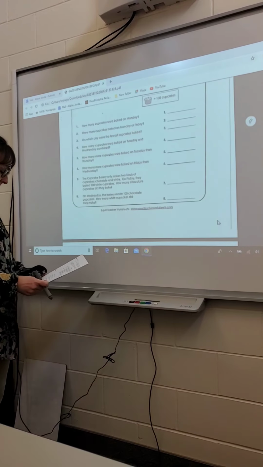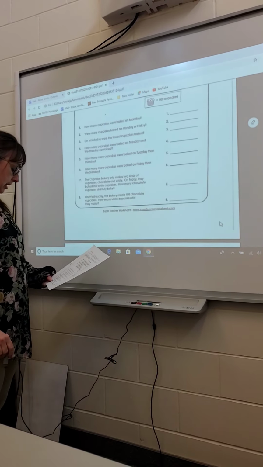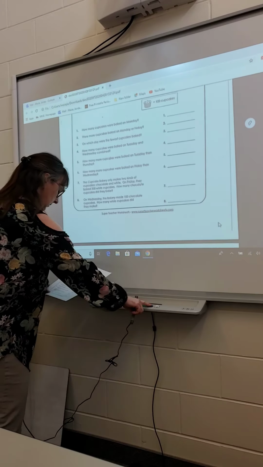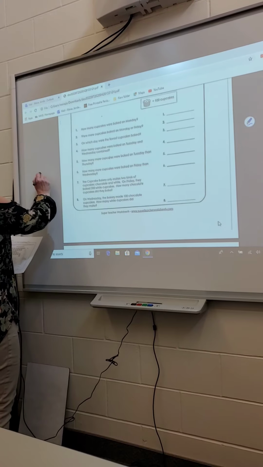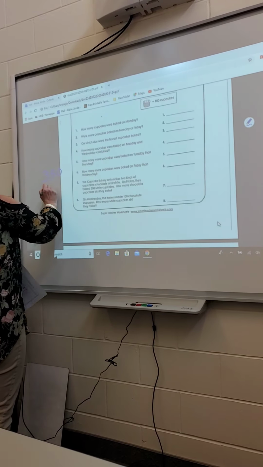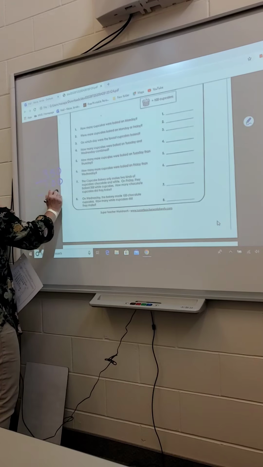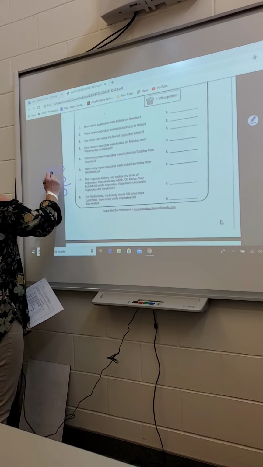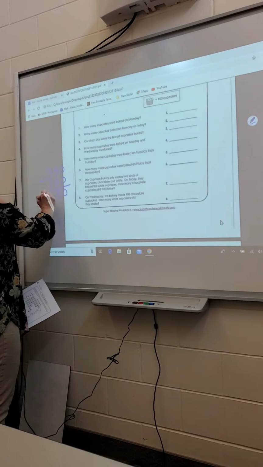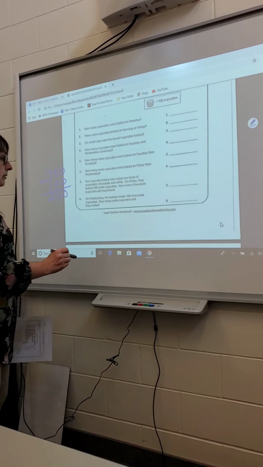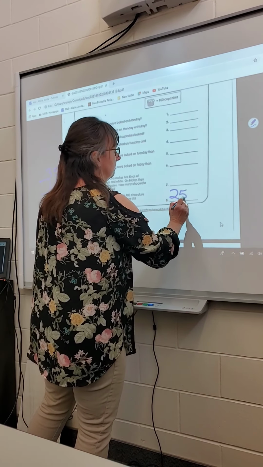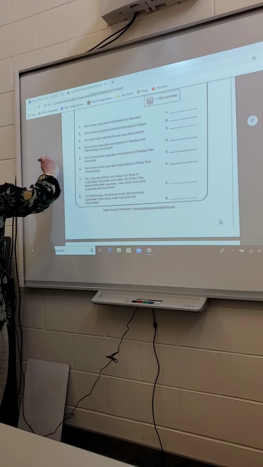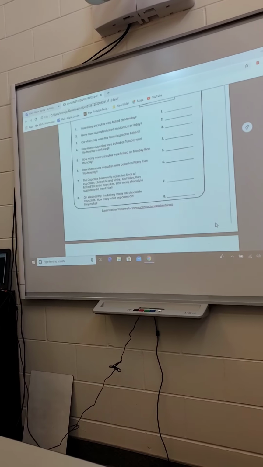And the last one. On Wednesday, the bakery made 100 chocolate cupcakes. How many white cupcakes did they make? So I know that on Wednesday they made 350. If 100 were chocolate, I want to find out how many were left, so I'm going to subtract. 0 minus 0 is 0. 5 minus 0 is 5. 3 minus 1 is 2. 250 white cupcakes. Okay, now we're going to go on to the next page.